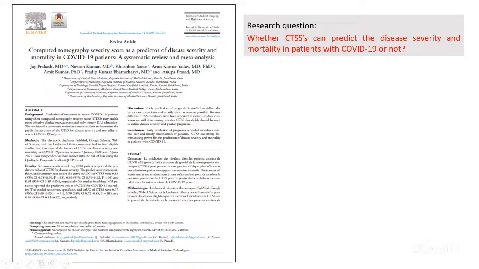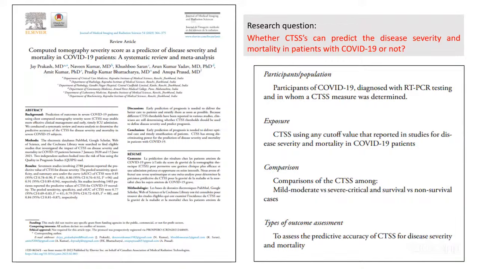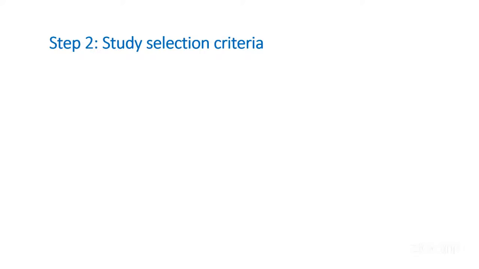Now coming to the PICO. The PICO was again COVID-19 patients. Exposure here changed to the CT severity score, using any cutoff value. Why exactly? We wanted to see which cutoff value is going to affect our result. The comparison was whether the CT severity score was mild to moderate, severe to critical, or survival versus non-survival cases. So this was the comparison, and the outcome was the predictive accuracy. Now, first you have to make a research question and then you will make the PICO format.